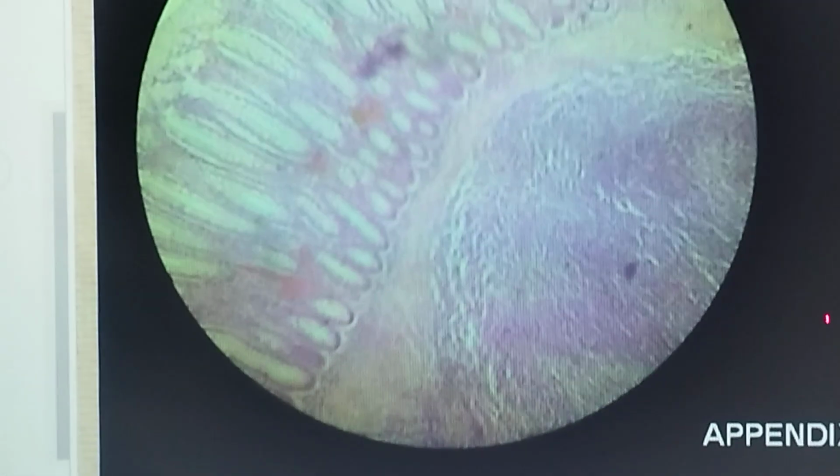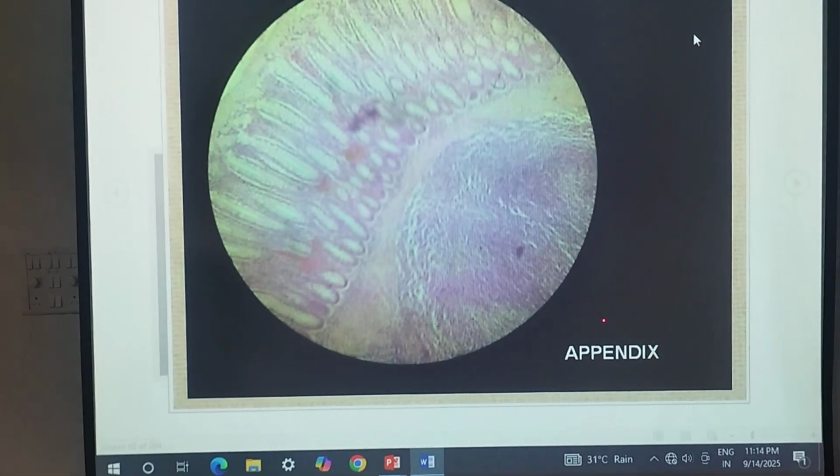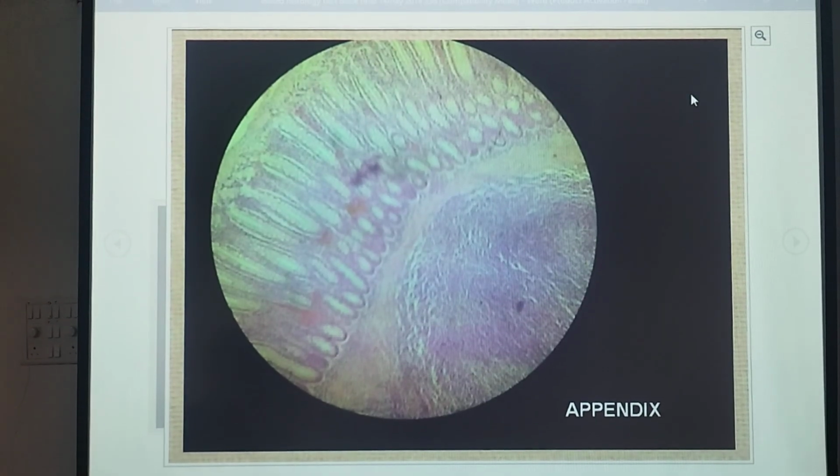Continuing with the lymphoid system, we are going to talk about the appendix. Why are we going to talk about the appendix? Because the appendix is a very good example of MALT. What is MALT? Mucosa associated lymphoid tissue. So, what are you seeing?